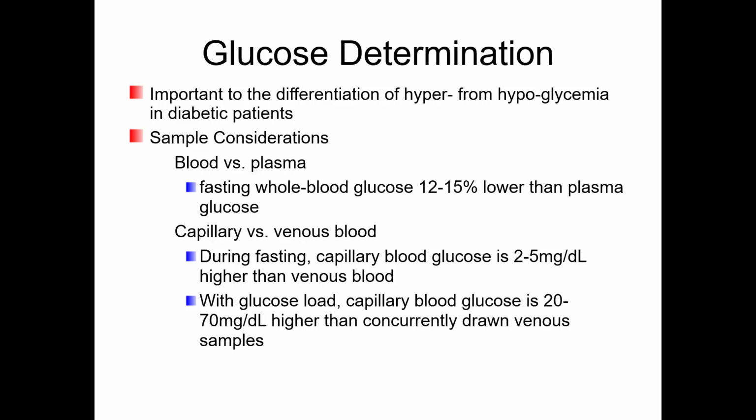Capillary versus venous blood. During fasting, capillary blood glucose is 2 to 5 mg per deciliter higher than venous blood. With glucose load, capillary blood glucose is 20 to 70 mg higher than concurrently drawn venous samples. Why is capillary blood higher in glucose levels? It's due to the tissue proximity.